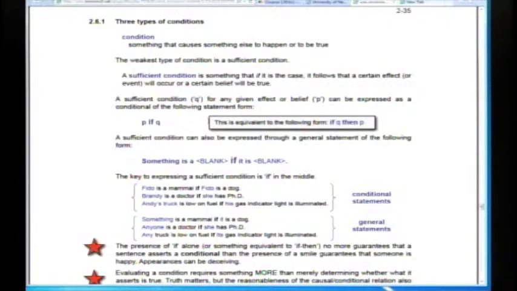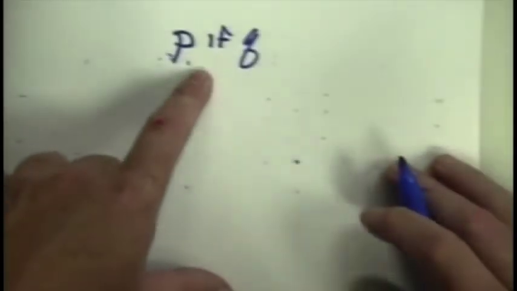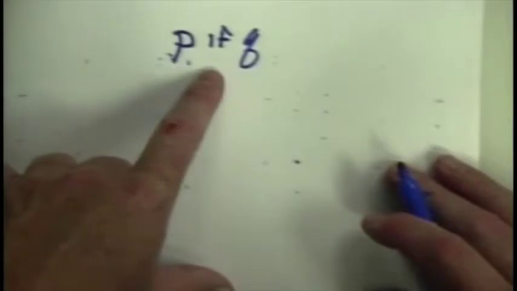Let me write that down. P if Q. What's the antecedent of the conditional that's being asserted here?